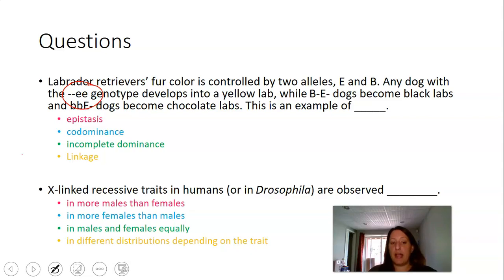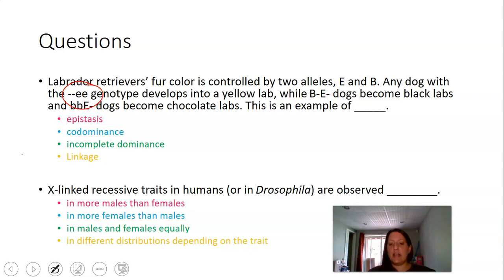So hopefully you answered red. X-linked recessive traits like color blindness or hemophilia are more common in males than females. That's because males only get one dose of that X chromosome, so they're hemizygous. Whatever they get, they express, whereas females have two. If they get one bad recessive allele, they may have one good allele to mask that, and then they would not end up with the disease, disorder or condition.